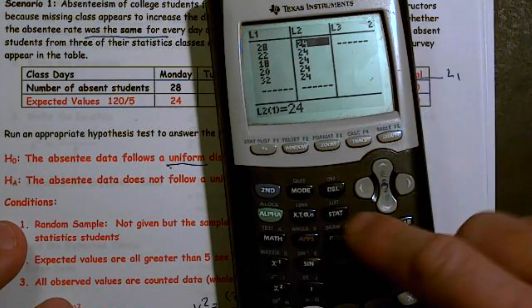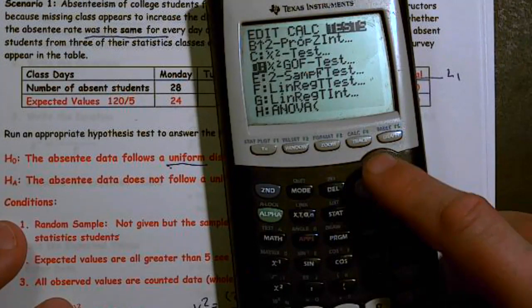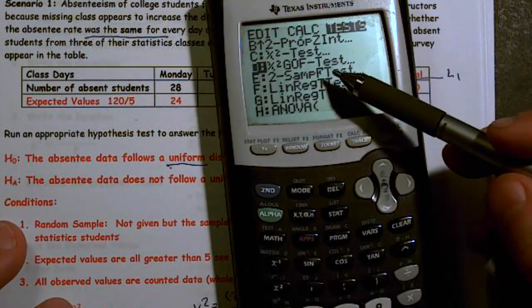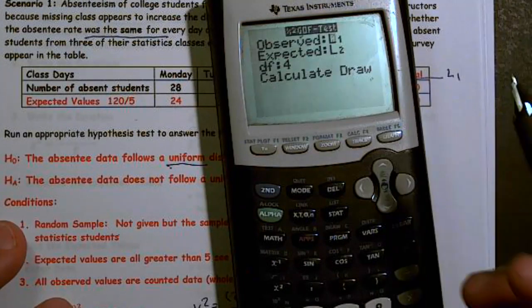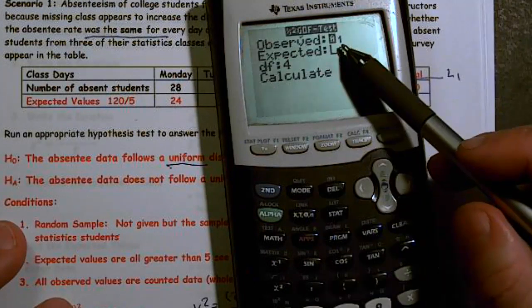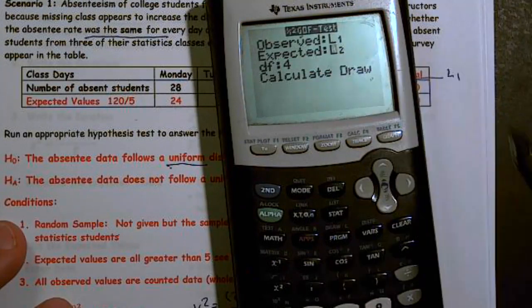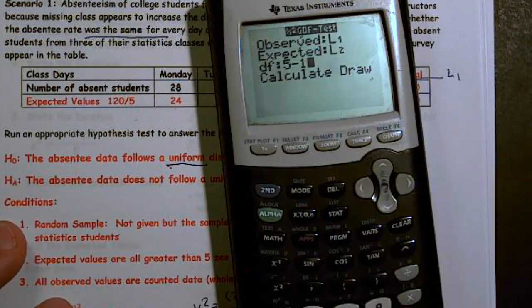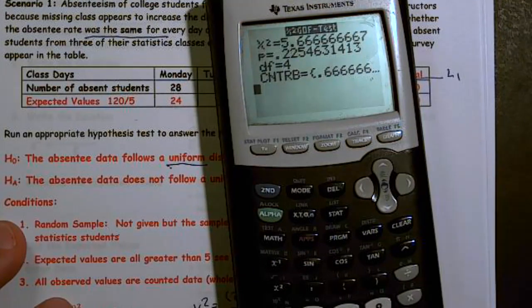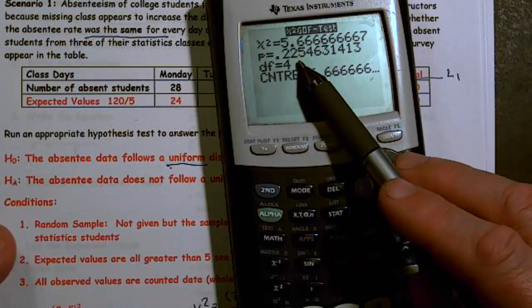So I have that in there, and I'm going to go stat test, scroll down to letter D, which is chi squared GOF. It's not just the chi squared. I want the chi squared goodness of fit. My observed data was in L1, my expected was in L2, and my degrees of freedom were 5 minus 1, the 5 categories minus 1. And I end up getting 5.667 with a p-value of 0.225.